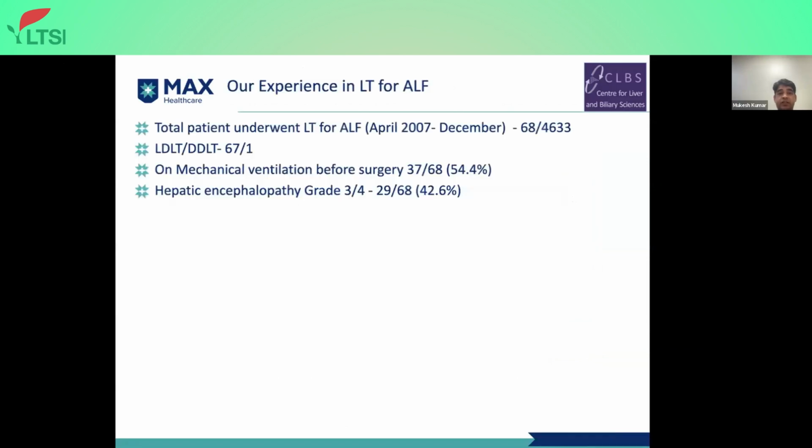So our experience in ALF: we have done 68 patients till now, from 2007 to 2024. Out of that, 67 were LDLT and one was DDLT. Out of 68, 37 patients, 54.4%, were on mechanical ventilation before transplant, and 42.6% of patients were in grade 3 or 4 HE.